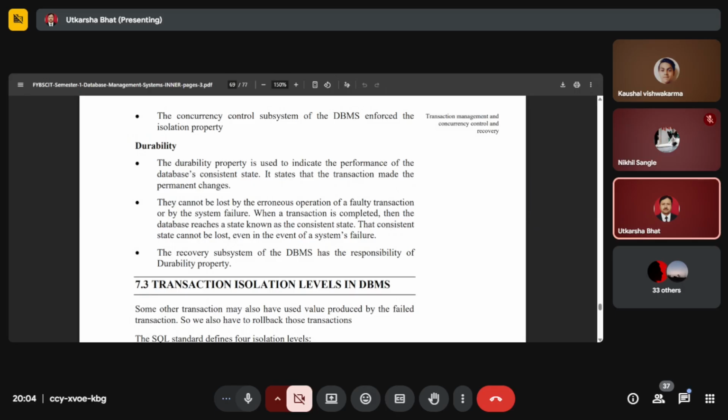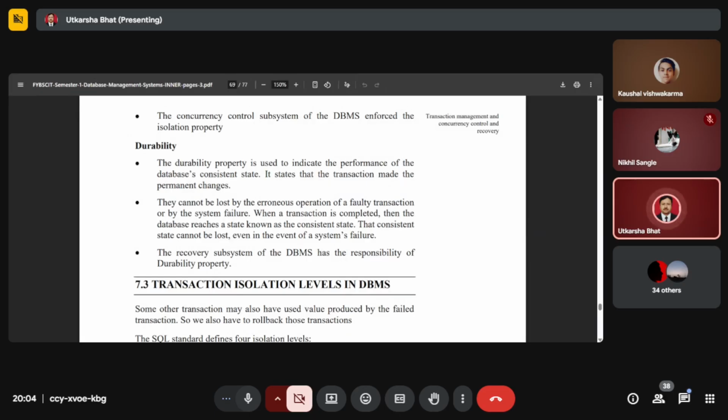They cannot be lost by the erroneous operation of a faulty transaction or by system failure. When a transaction is completed, the database reaches a state known as the consistent state. That consistent state cannot be lost, even in the event of system failure. The recovery subsystem of the DBMS has the responsibility of the durability property.